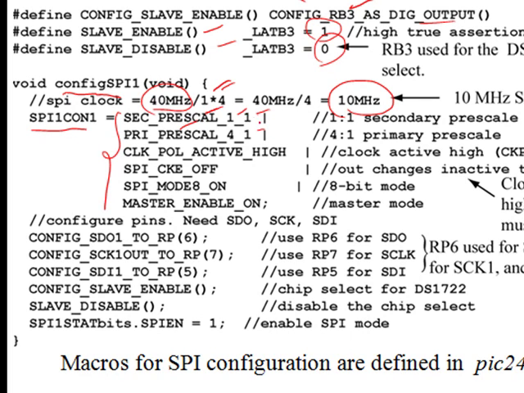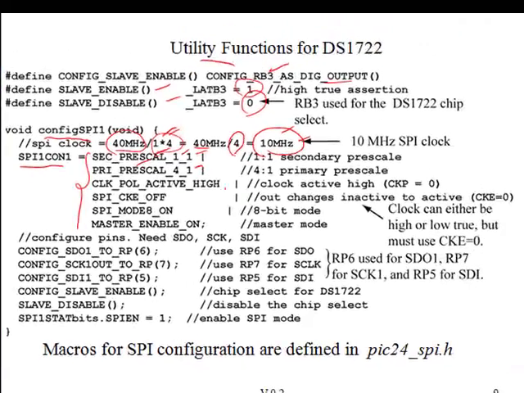We choose this one to be a 1 to 1, and we choose this one to be a 4 to 1. The total will be 1 times 4, so the end result is that our clock is going to be 40 megahertz divided by 4. That will be the SPI clock. We're going to choose the clock polarity bit to be active high, and we're going to choose the CKE bit to be a 0.